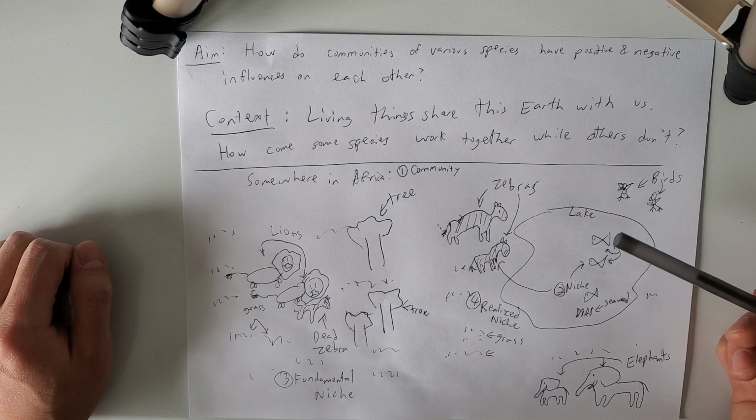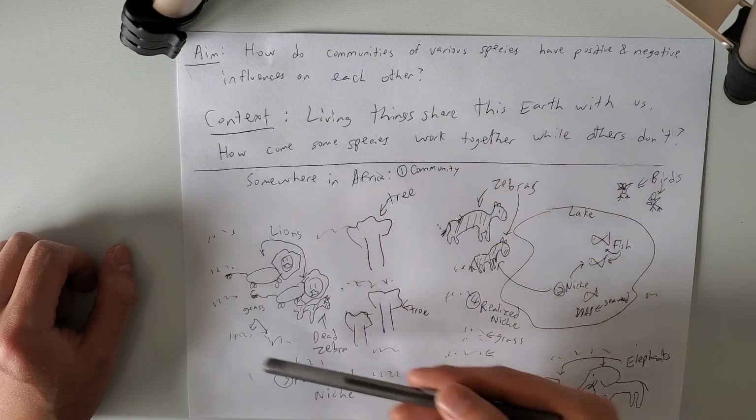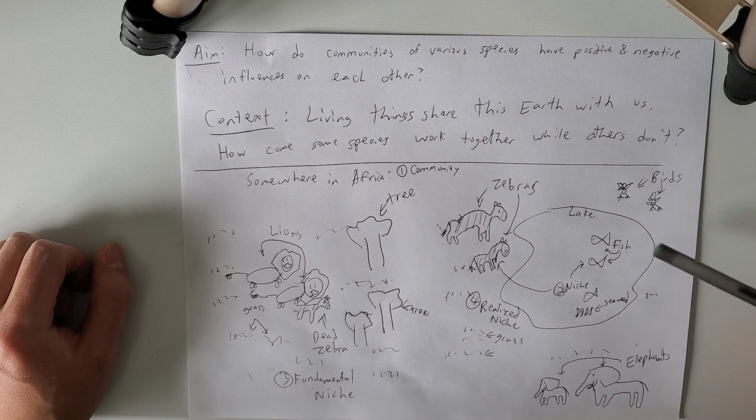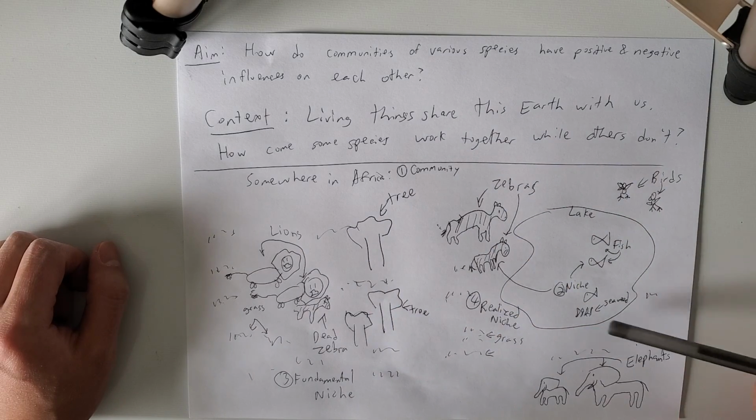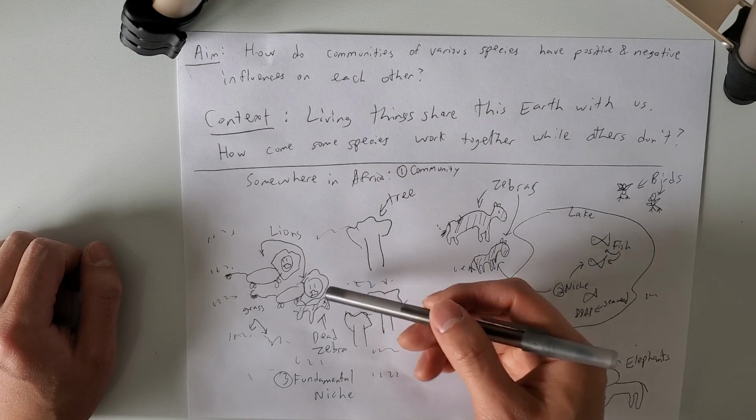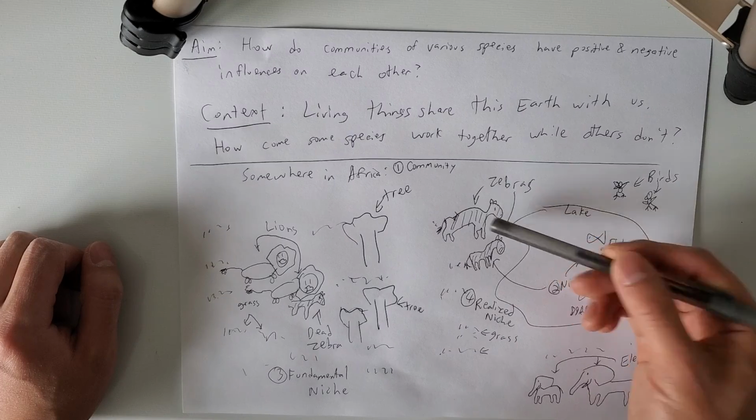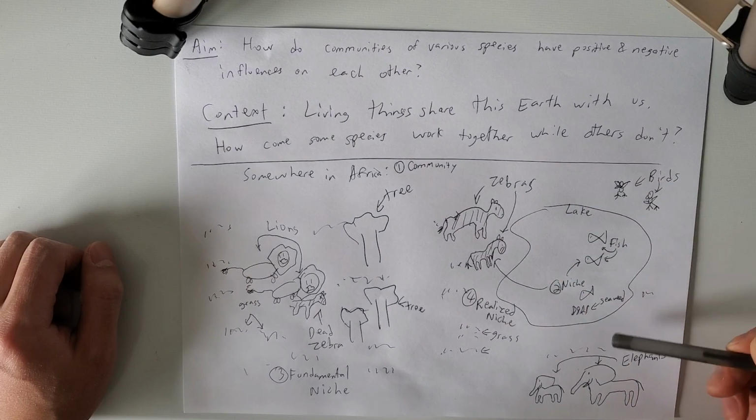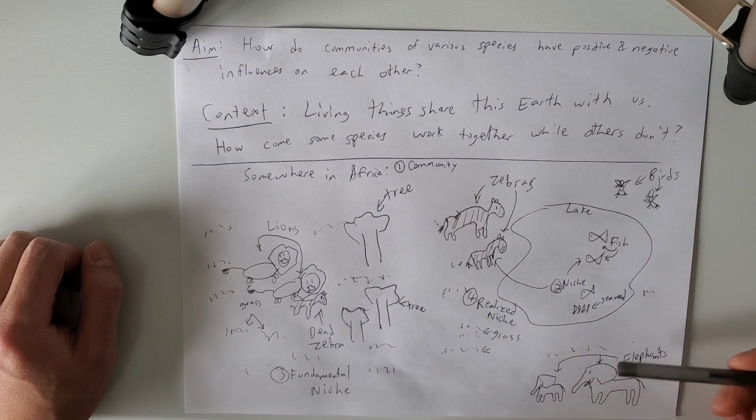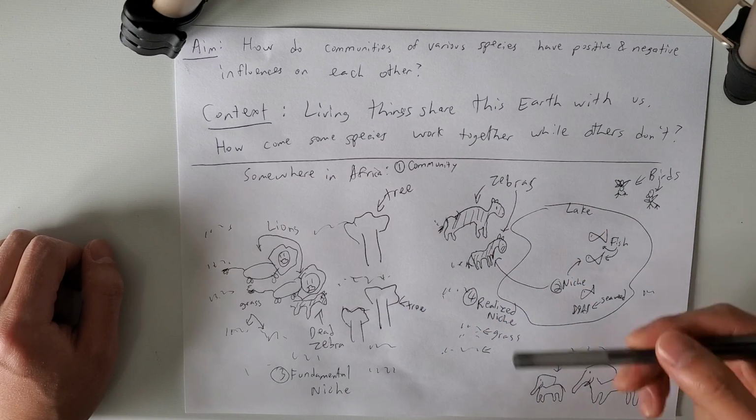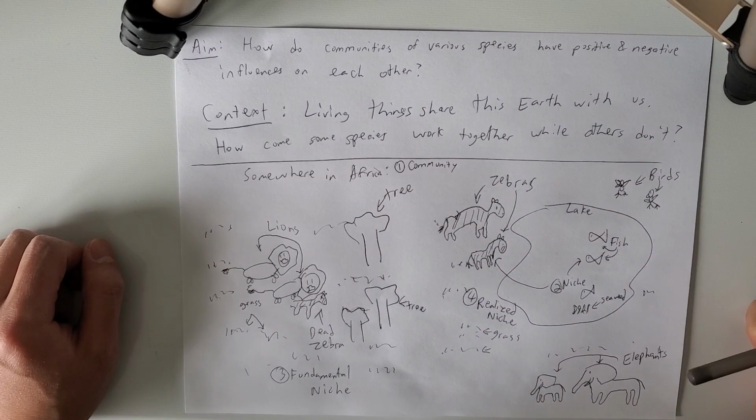So the first word we're going to go over is community. Community is a group of different species all in one area. For example, this is in Africa, right? We see there's lions, trees, zebras, birds, fish, seaweed, elephants, right? All of these are different species in a certain area, and that's a community.